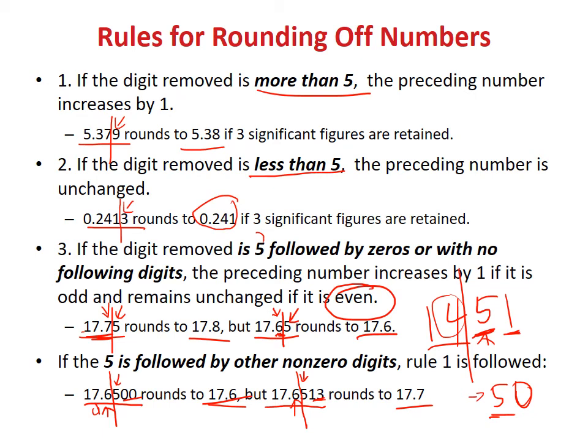Okay, so again, if you want to remove 5, you look at, do you have any number after 5? If you have non-zero, for example 2, then you need to add 1 to the one before 5. Okay, if you have 0 or no number, then you need to look at the one before it. If it's even, you don't add any number. If it's odd, you add 1.